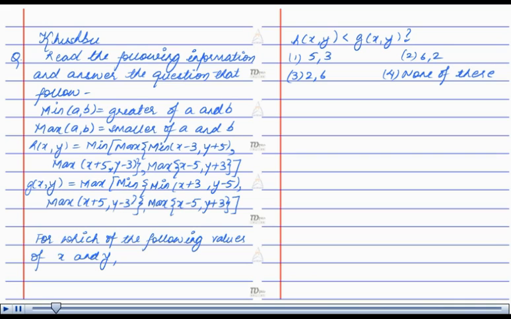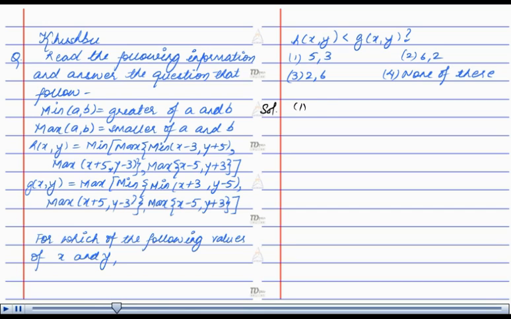H of x, y is minimum of (x minus 3, y plus 5), maximum of (x plus 5, y minus 3), and maximum of (x minus 5, y plus 3). G of x, y is maximum of (minimum of x plus 3, y minus 5), maximum of (x plus 5, y minus 3), and maximum of (x minus 5, y plus 3). For which of the following values of x and y is h of x, y less than g of x, y?